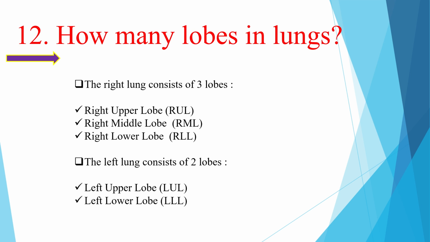Question number 12. How many lobes in lungs? The right lung consists of 3 lobes: right upper lobe RUL, right middle lobe RML, right lower lobe RLL. The left lung consists of 2 lobes: left upper lobe LUL, left lower lobe LLL.